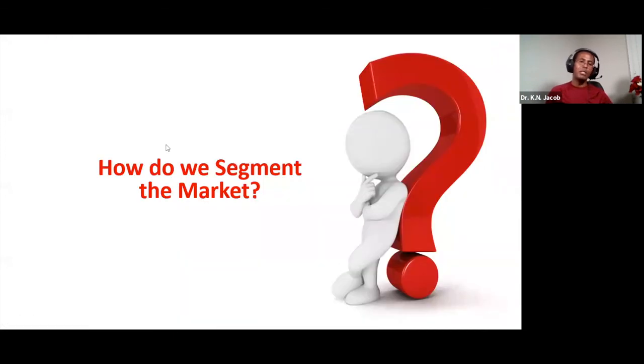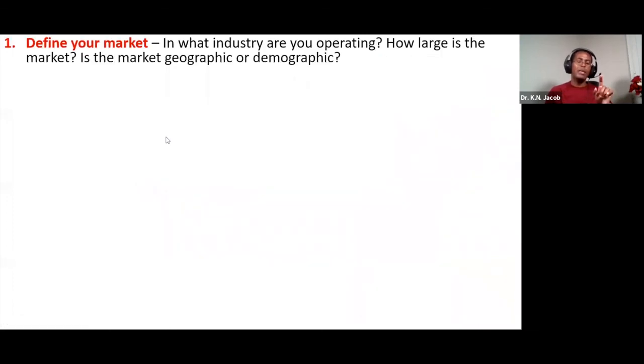Now, the most important question that I want us to address today: how do we segment the market? Number 1, define your market. In what industry are you operating? How large is the market? Is the market geographic or demographic?